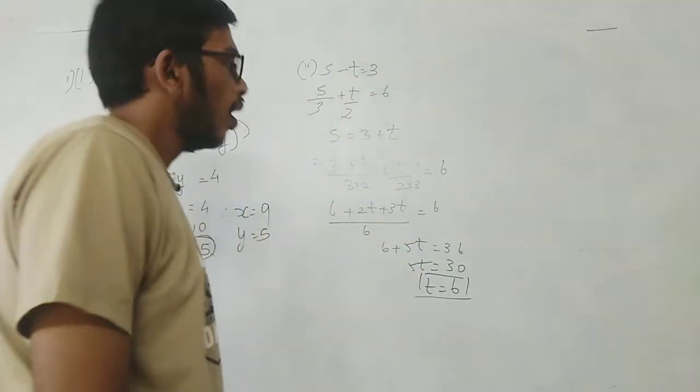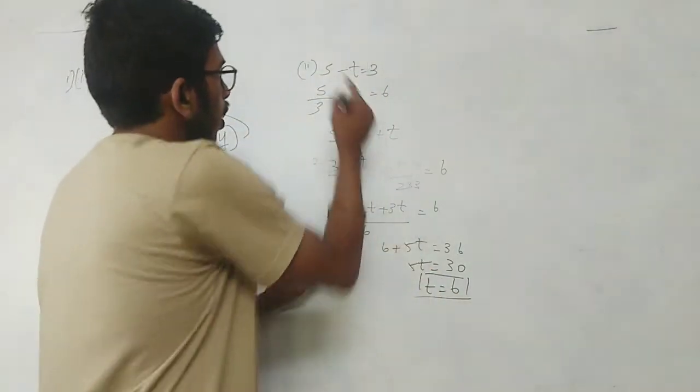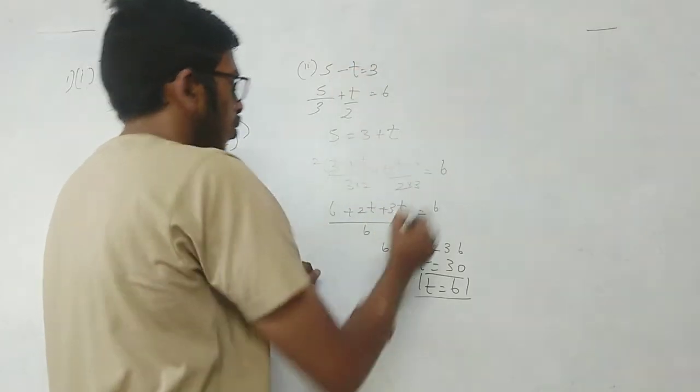Now I know the value of t. How do I find the value of s? So s minus t is equal to 3. s minus 6 is equal to 3.